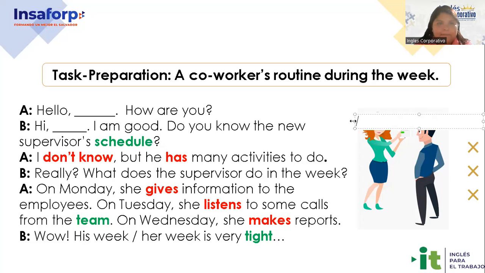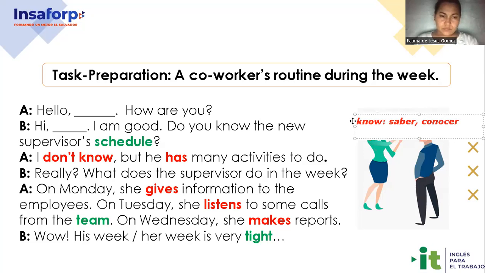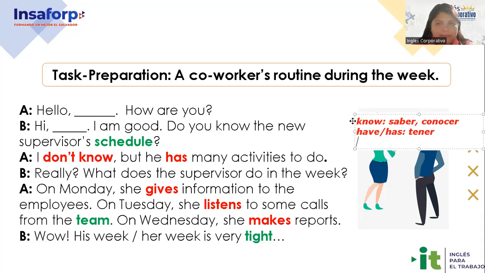Let's see, let's look for the verb. Examples, the verb know. Can you identify any other verb? No, so we have one verb. Okay, know means saber, conocer, right? So any other verb that you have identified in this conversation? The verb have and has, right? So that's for the third person. Let's see, any other verb? Can you identify any other verb, Marvin?